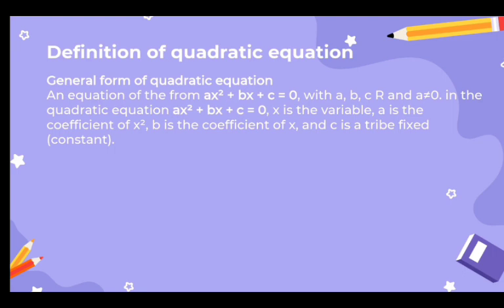In the quadratic equation ax squared plus bx plus c equal to 0, x is the variable, a is the coefficient of x squared, b is the coefficient of x, and c is a fixed term or constant. For example, x squared plus 3x plus 5 equal to 0. The value of a is 1, b is 3, and c is 5.